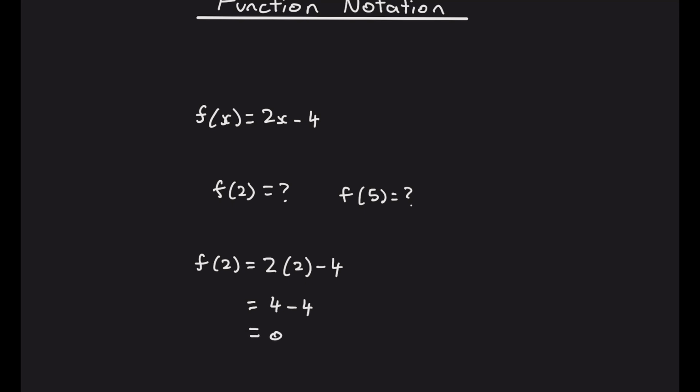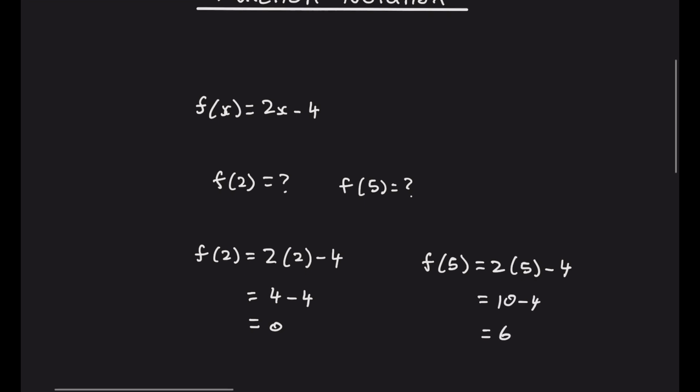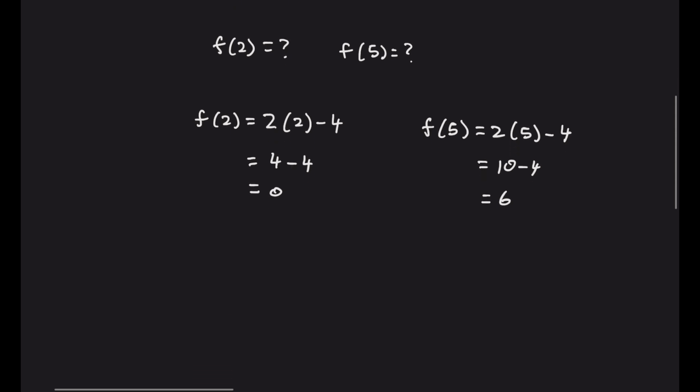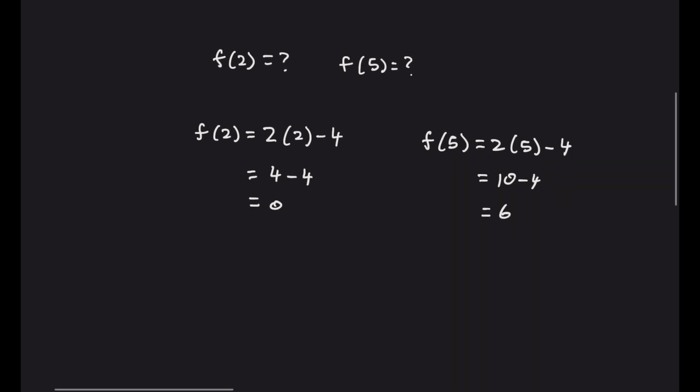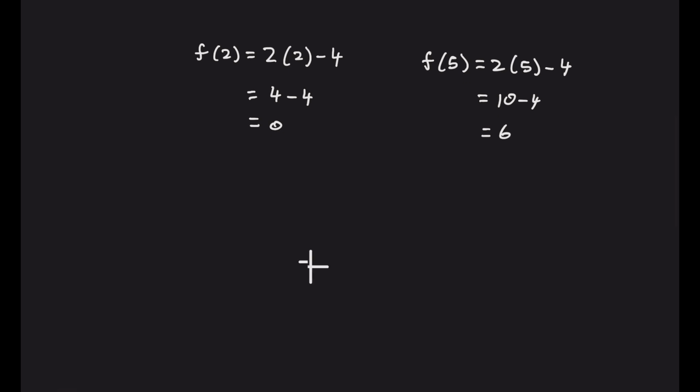And then f of 5. Same thing. 2, replace every time you see an x with the number 5, minus 4. 2 times 5 is 10, minus 4, and that's 6. And to show you what's really happening, I'm going to graph f of x equals 2x minus 4.